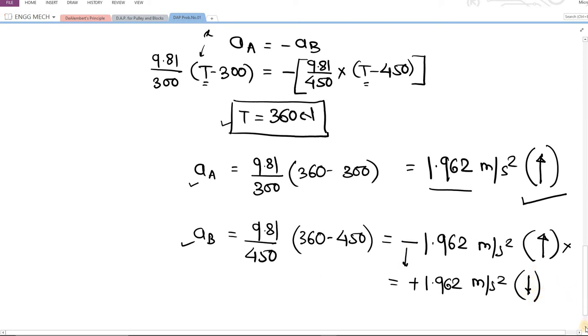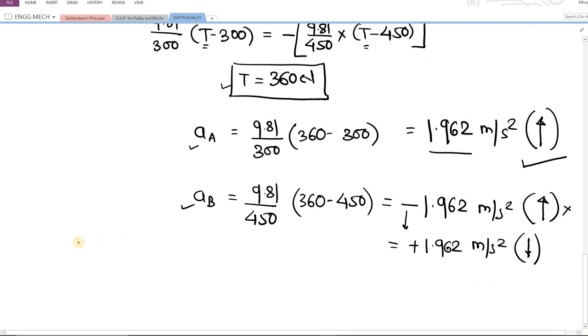Therefore it is very clear that when we initially saw the problem, with block A there and block B there, we could directly tell which block will go up and which block will go down. Okay, 300 Newton block A and 450 Newton block B. When we could initially see, we could directly say that block A will go upward and block B will go downward. Now it stands correct.